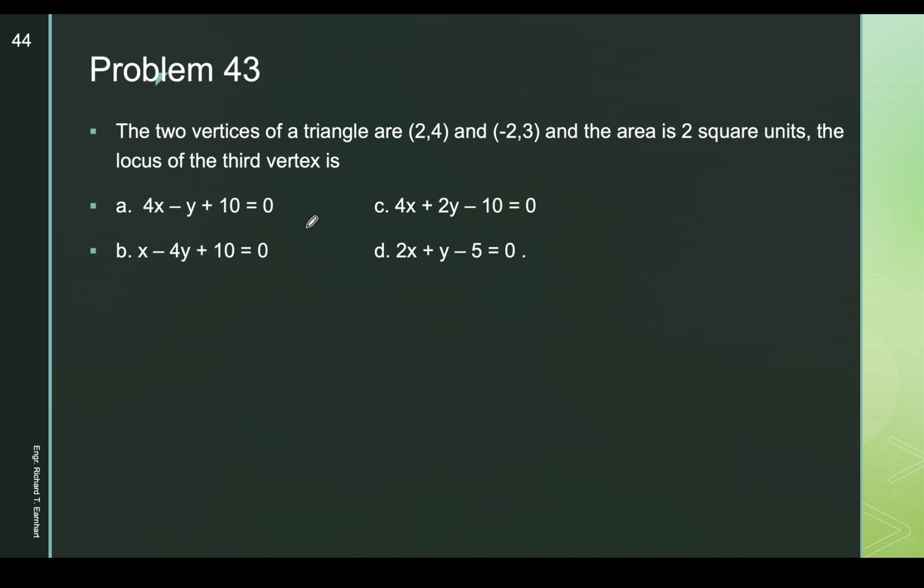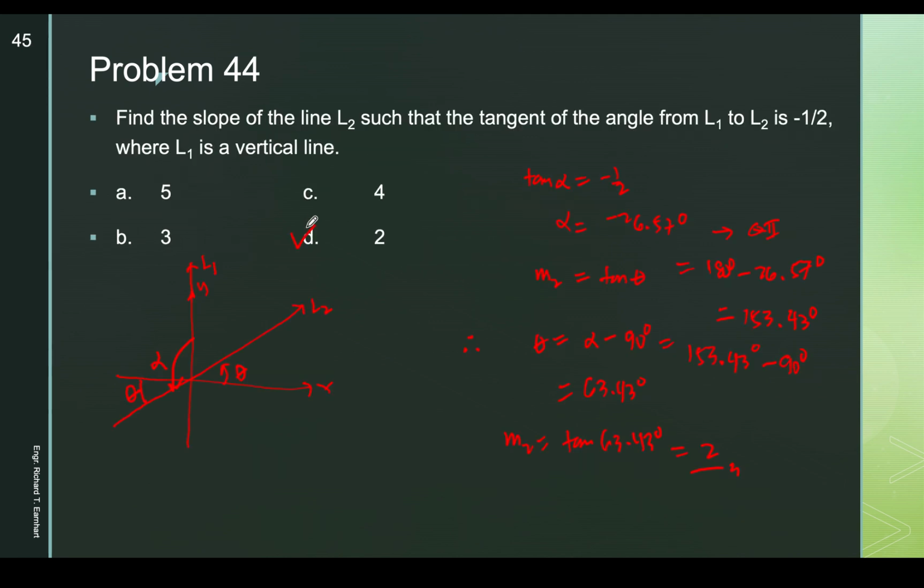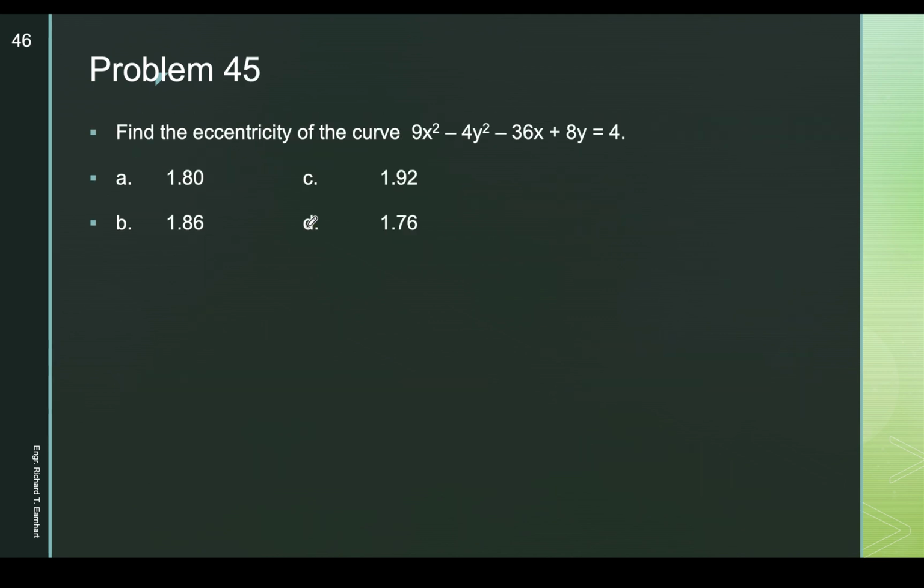Let's have number 44. The two vertices of a triangle are 2, 4, and so 44, we go to 45.